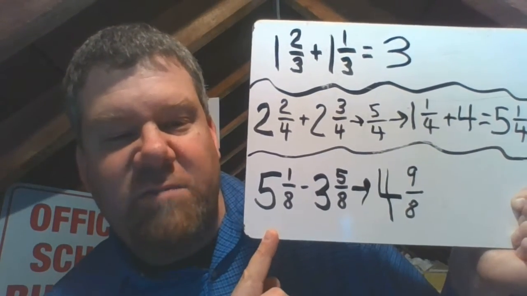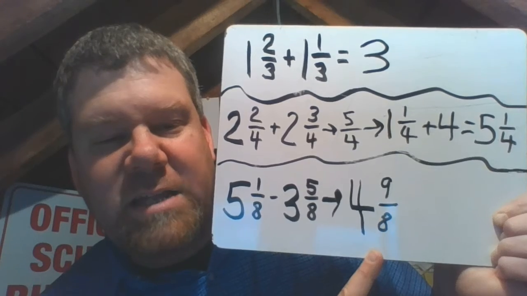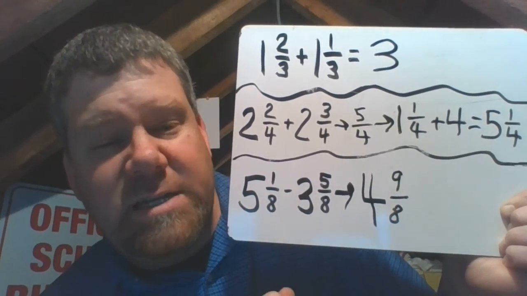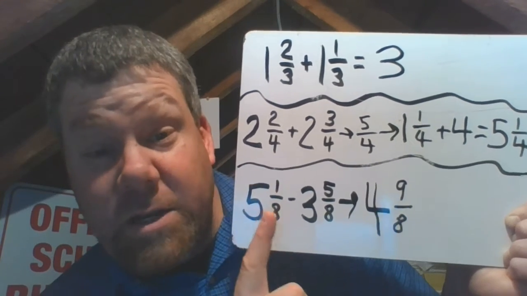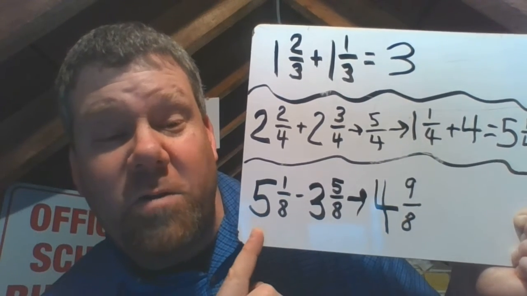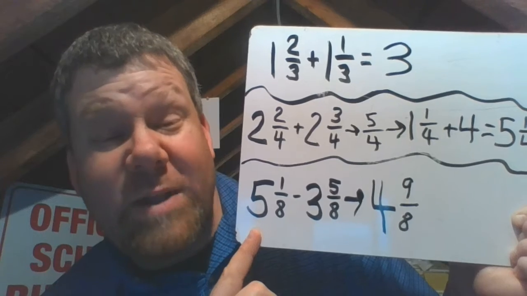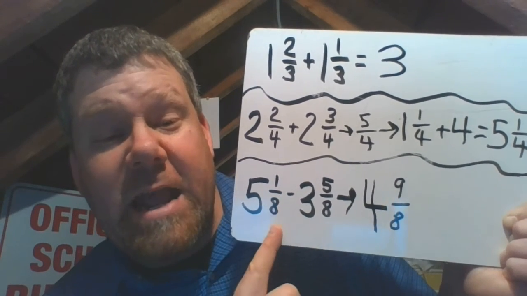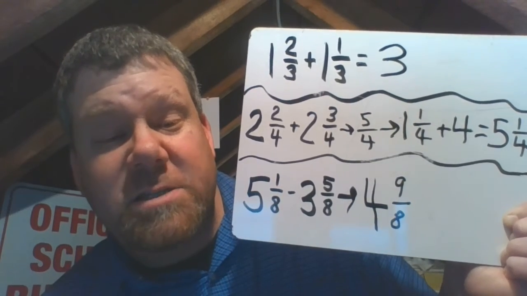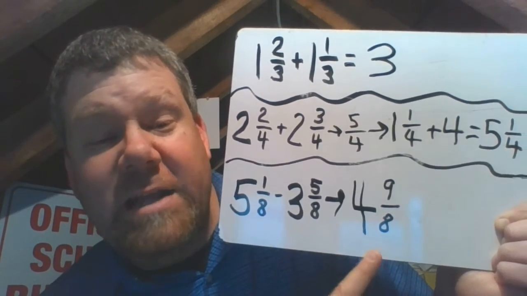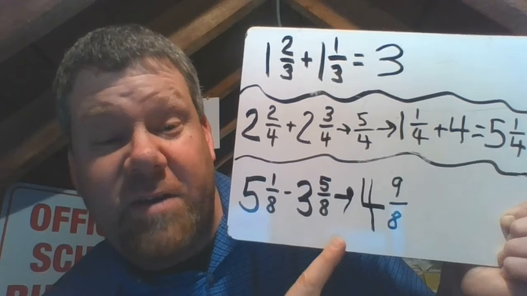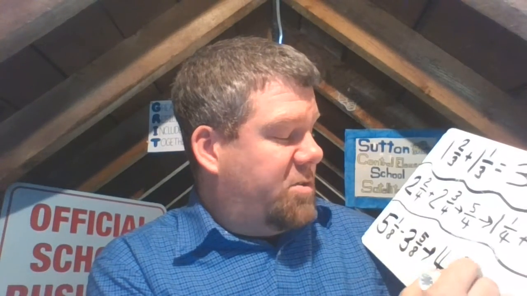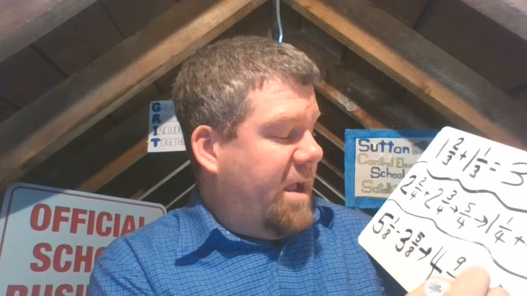I just changed 5 and 1/8 to 4 and 9/8 because I need to be able to subtract this number, and I couldn't do it very easily. Because I can't do 1 minus 5, I borrowed 8/8 from the 5, turned the 5 into a 4, and 8/8 plus 1/8 equals 9/8. Now I have 4 and 9/8, and I'm still subtracting 3 and 5/8. So let's put that over here: 4 and 9/8 minus 3 and 5/8.